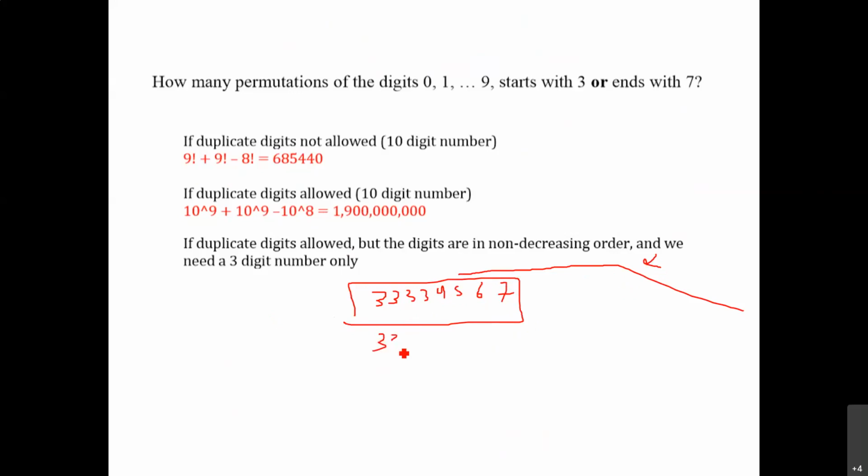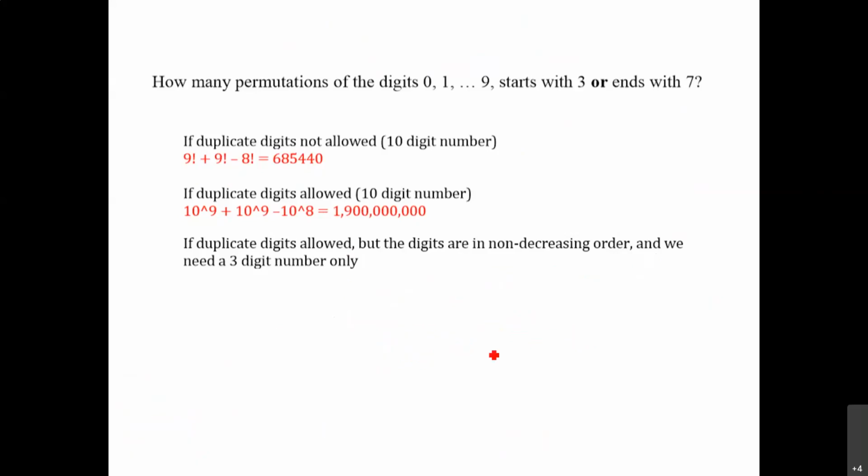So with 3 and 3, I'm being constant. Then 4, oh, I increased. 4, 4, constant. Jump to 9, and so on. Okay. And we need a 3-digit number only. So it's no longer 10 digits, it's now easier. I only have 3 digits.